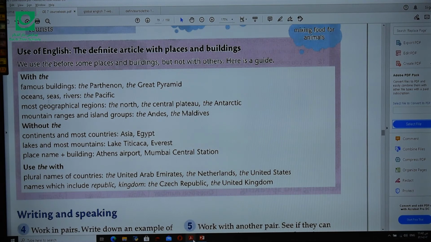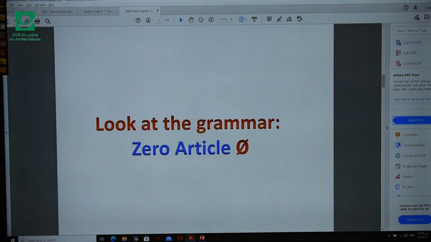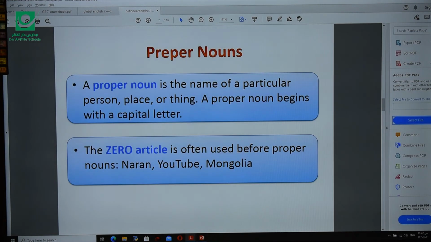Okay, now let's know when we can use the zero article, or no article, with the following points. Number one, I'm sorry, that's proper. Yeah, there's a mistake here. So a proper noun. And let's know what a proper noun is.